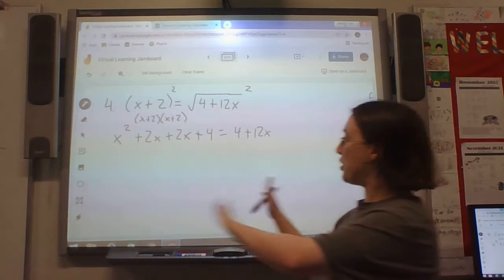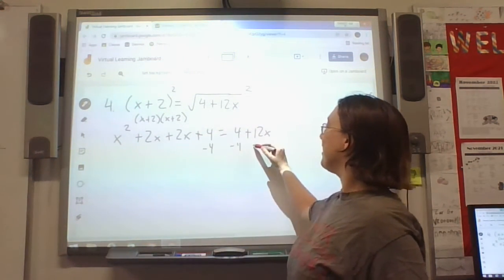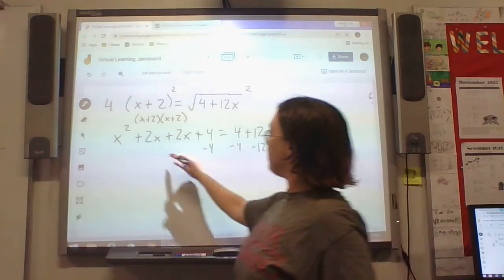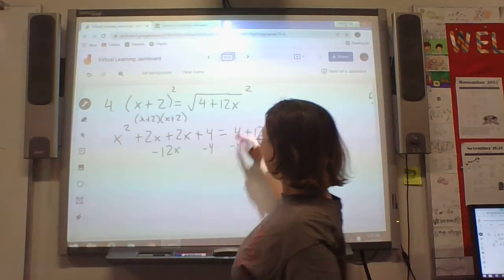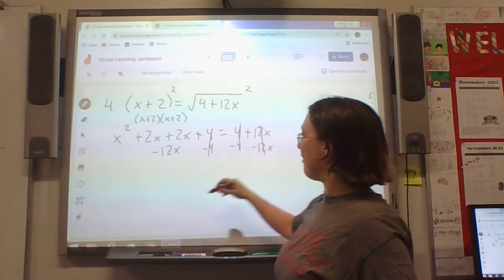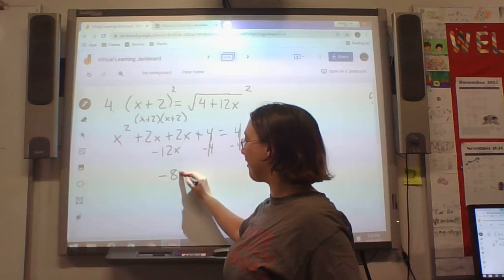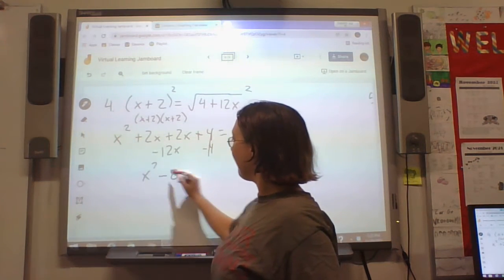Okay, we're going to just scooch everything over to one side. Minus 4, minus 4. Ooh, that's nice. Minus this 12x, minus this 12x. These 4's are gone, so are these 4's. And then these are gone, and 2x plus 2x is 4x. Minus 12x gives you a negative 8x. So now we got this.